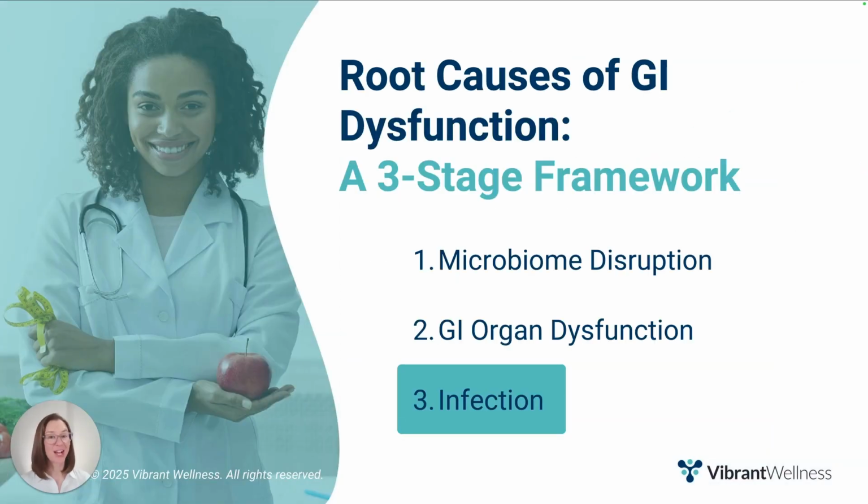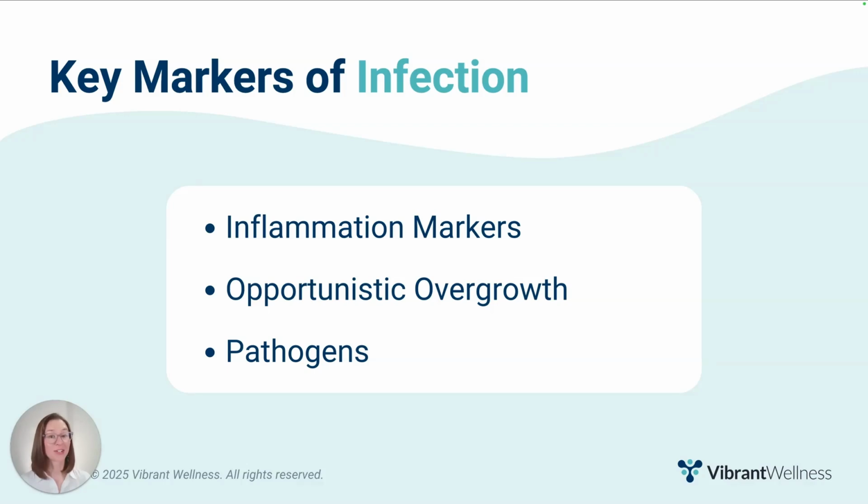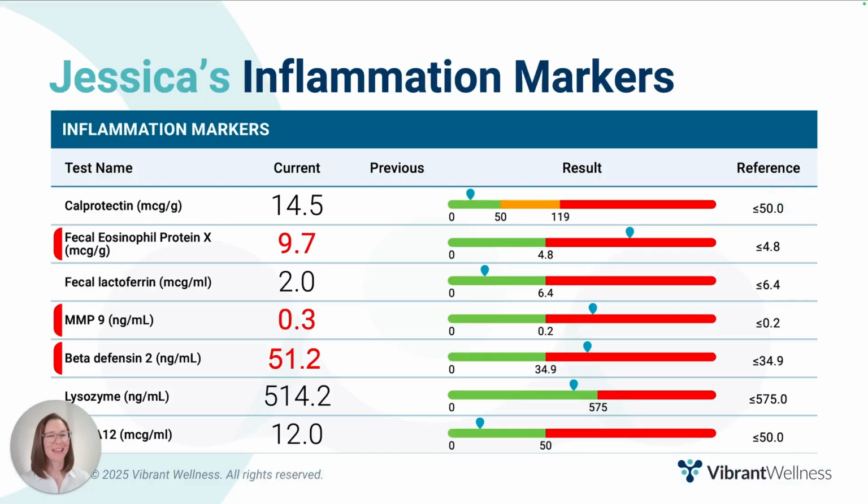The final stage of GI dysfunction is infection. The key markers of infection include inflammation markers, opportunistic overgrowth, and pathogens. Looking at Jessica's Gut Zoomer results, we see that 3 of her inflammation markers are elevated. Her fecal eosinophil protein X was at 9.7, almost double the reference range of 4.8. Her MMP9 was 0.3 when it should be less than 0.2. And her beta defensin 2 was at 51.2 when it should be lower than 34.9.